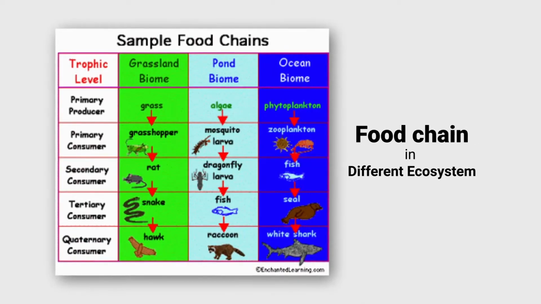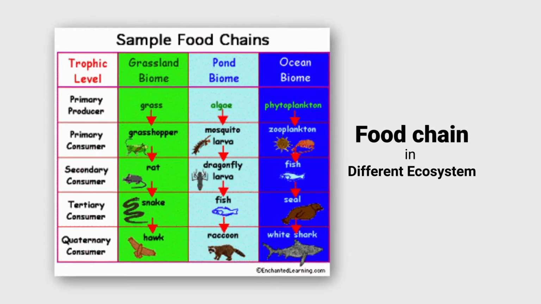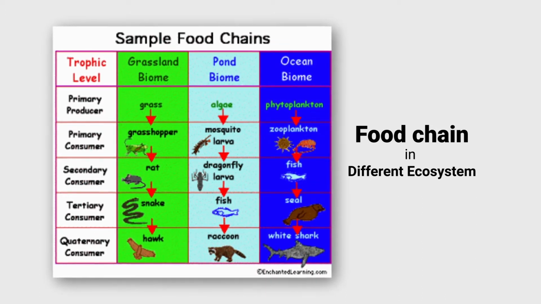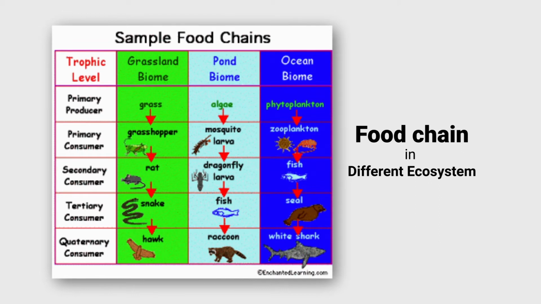So these are the basic biotic communities which exist in the ecosystem component. You will see here, in different ecosystems, the primary producer, primary consumer, secondary consumer, tertiary consumer, and quaternary consumer in this table.